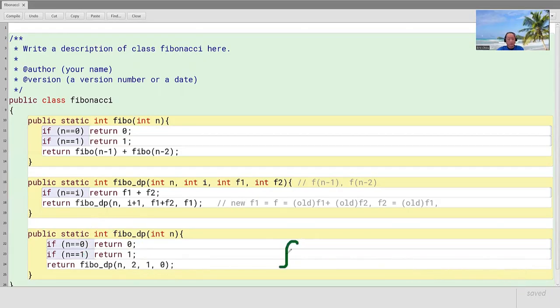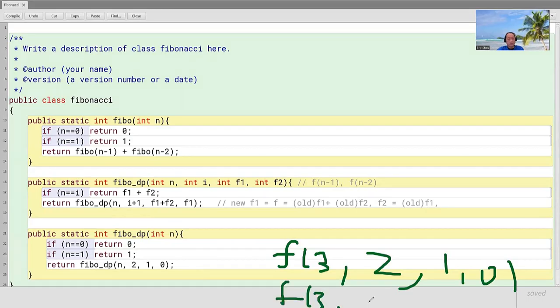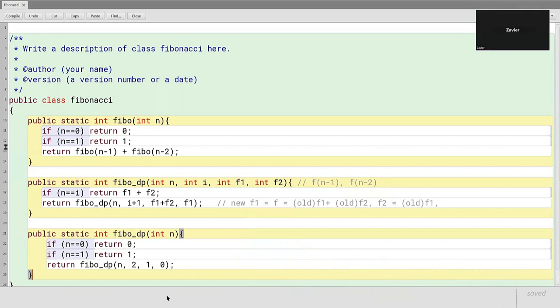So for n equals 3, you call f of 3, 2, 1, 0. So you come to here, you will call f of 3, 3, 1, 1. And then f3 with 1, 1 would actually return 2. Is that okay? Is that okay? Yeah.